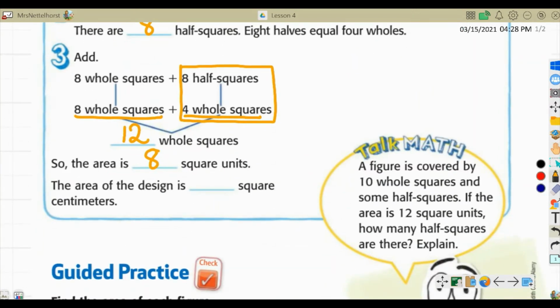Okay? So I have, what did I do? I did this wrong. Wait, let me back up. Okay, 12 whole squares. So the area is 12 square units, not 8 square units. The area of the design is 12 square centimeters. Okay, square centimeters is what they told us each of those squares was. Okay, hopefully I didn't confuse you too much by making that mistake. 8 plus 4 is 12. All right.